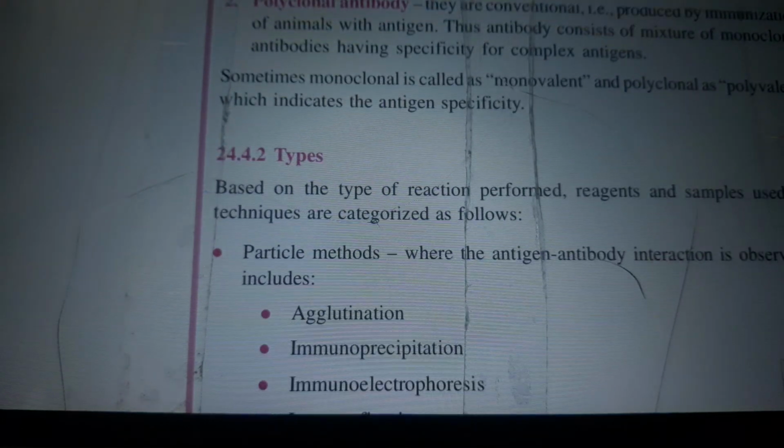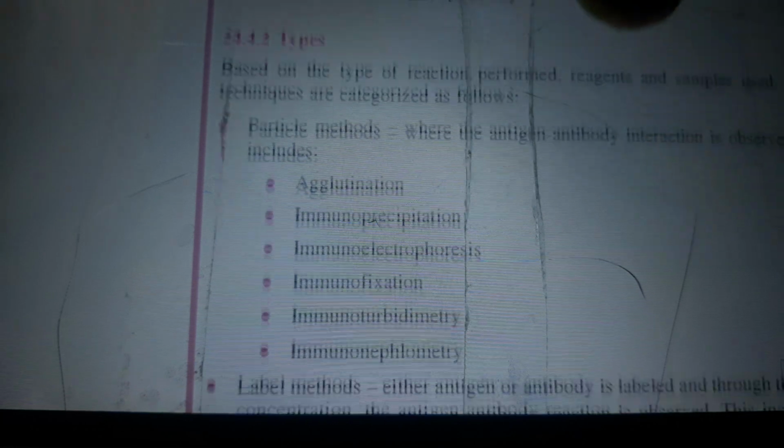Polyclonal antibody. They are conventional, that is, produced by immunization of animals with antigen. The antibody consists of a mixture of monoclonal antibodies having specificity for complex antigens. Sometimes monoclonal is called monovalent and polyclonal polyvalent, which indicates antigen specificity.